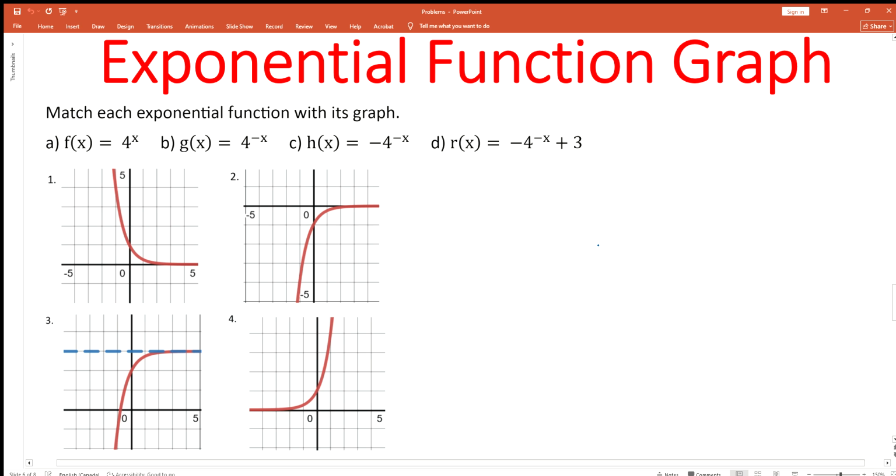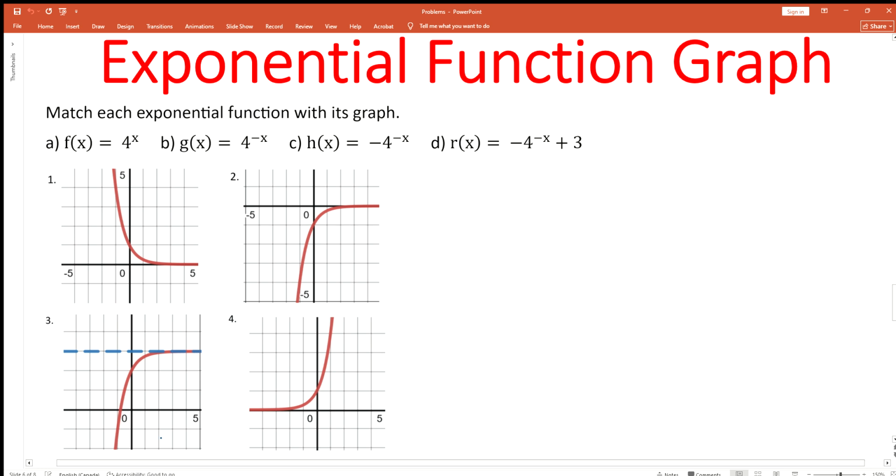In this video, we'll solve an exponential function graph problem. As per the problem, match each exponential function with its graph. We are given four exponential function equations and we are given four graphs. We have to match each of the given function equations with its graph.